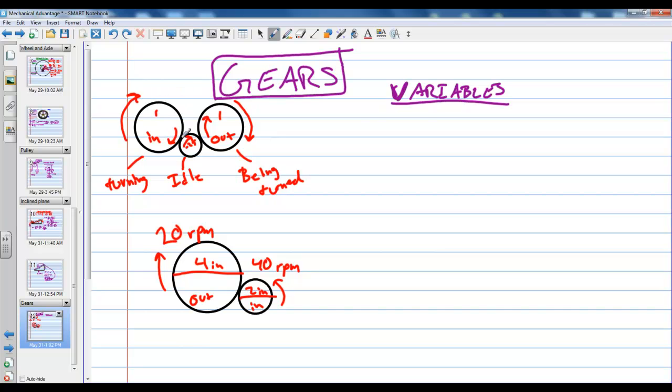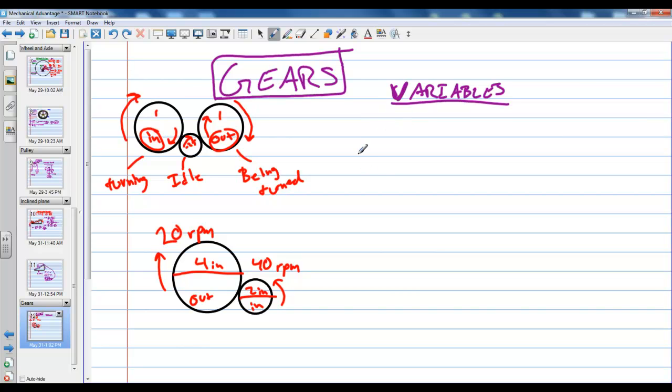Now keep in mind that they turn separately. If I want this one to turn the same direction as this one, I have to put an idle gear in there so that they all turn the same direction. Okay, so we have the input here, we have an output here. Okay, input and output.